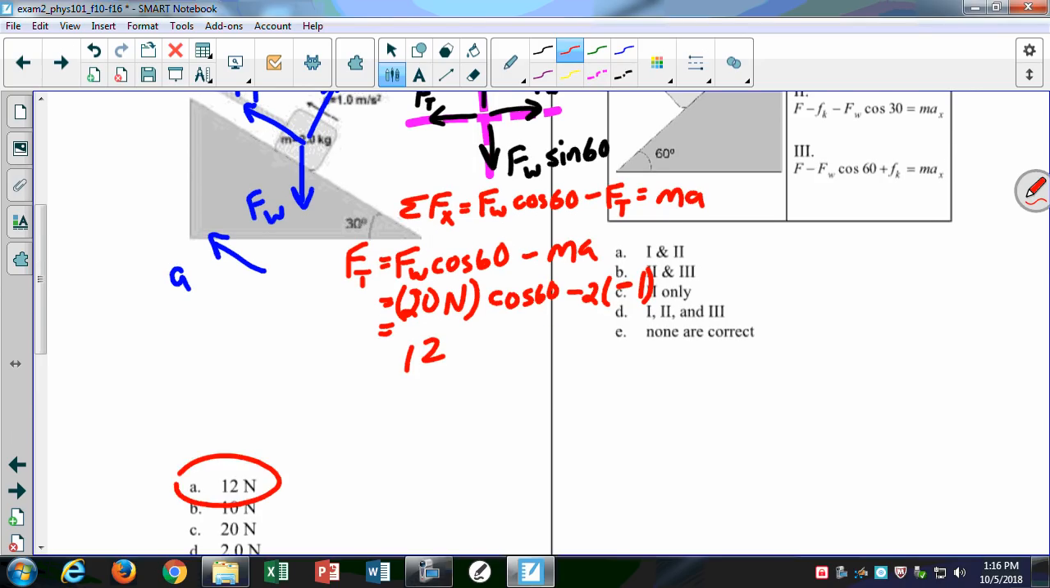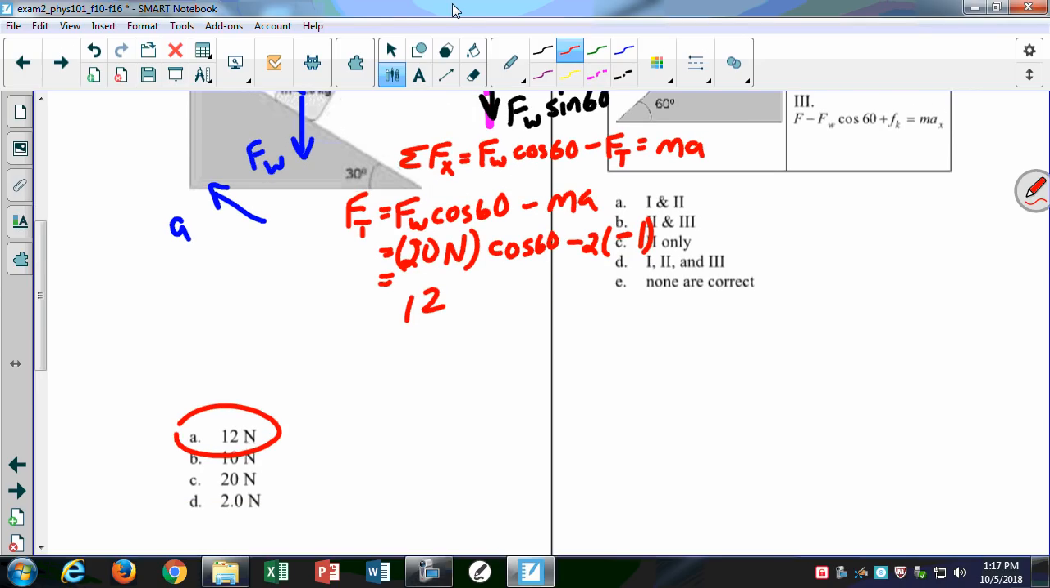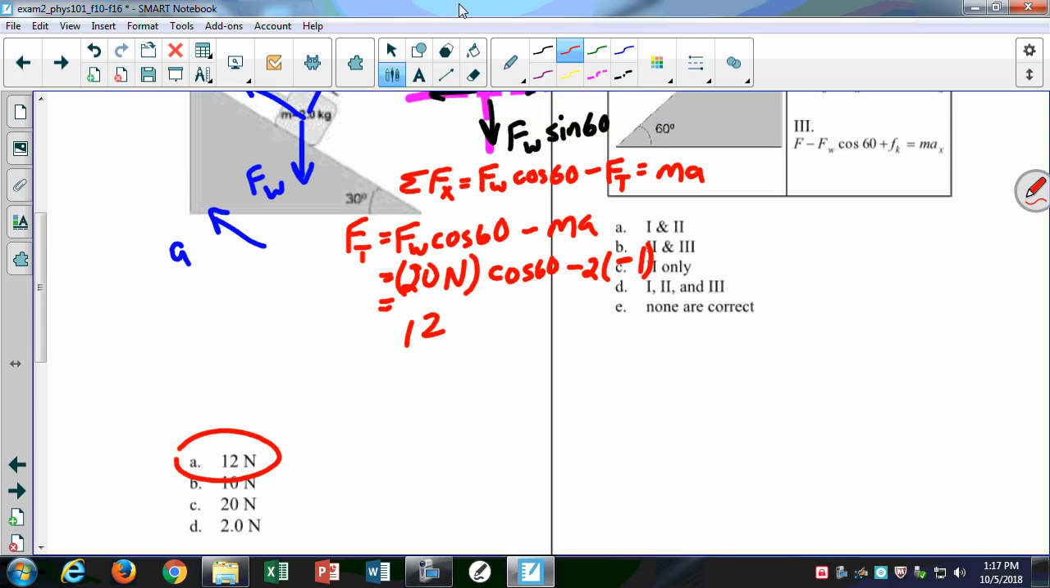So A is right. I didn't put 8 here, but that's a common thing. I should have put 8 as an option too. You see, because if you didn't count this as a -1 right here, it would have given you 8 instead of 12. So be careful.